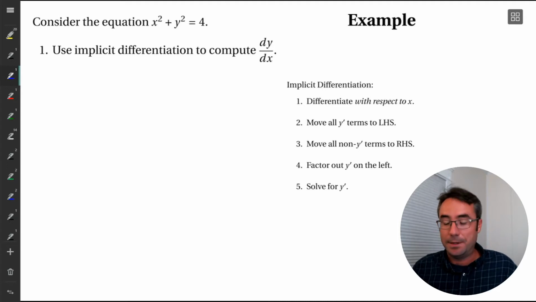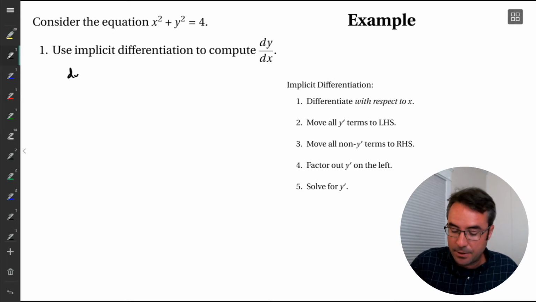Let's look at example 1. So here we're going to be working with the equation x squared plus y squared equals 4. So that same curve we looked at, the circle of radius 2. And in this problem, we're going to be viewing y as a function of x. And we know that because we're interested in this derivative dy dx.